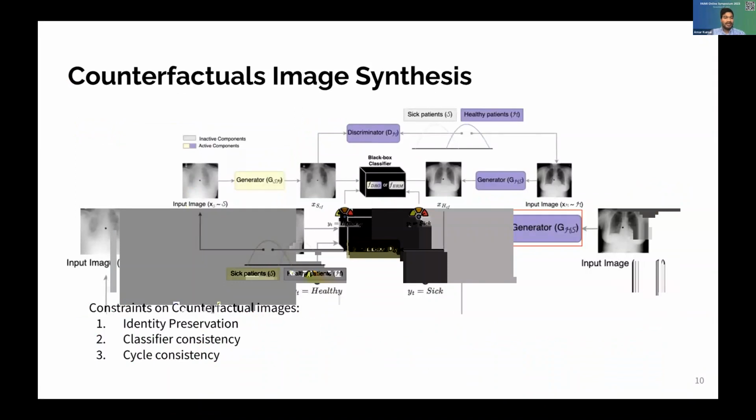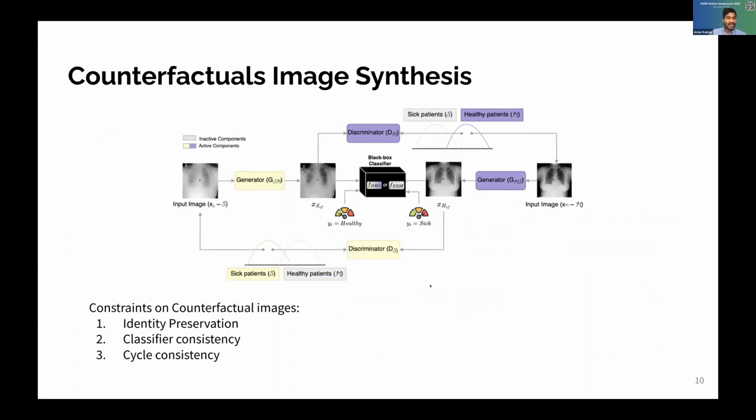And in order to evaluate these counterfactual images, they are synthesized based on certain constraints. These constraints are identity preservation, classifier consistency, and cycle consistency. What this means is, when a counterfactual image is synthesized for an input image, the original identity of the patient should not change, which is also trying to ensure that the network does not copy any healthy subject or a sick subject, depending upon what counterfactual image is being synthesized. The classifier consistency means that it should belong to the correct class.